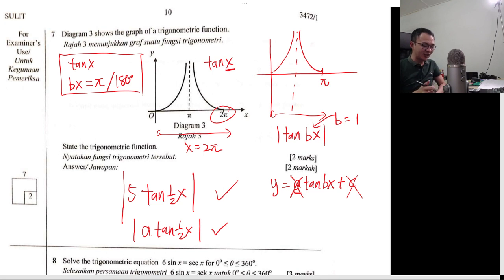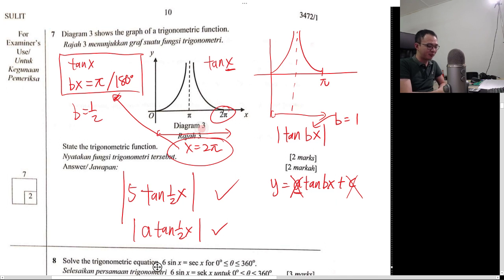Alright, then how do you know the b value? You want to see what is the new 1 cycle in the diagram here. The new 1 cycle in the diagram here is 2 pi, right? That means 1 period is 2 pi. Period actually is the x value. So you make the x equal to 2 pi, you plug into this equation, then you can get your b equals to 1 over 2. Then you substitute back into the tangent bx, then it becomes tangent half x.